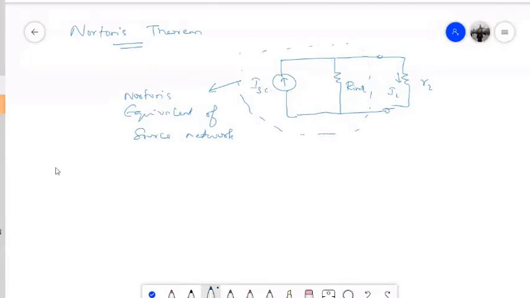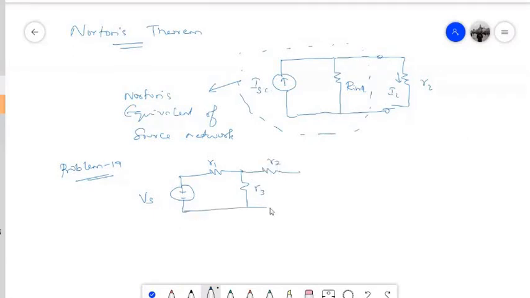Now again, this is problem number 19. Just to help you understand Norton's theorem in a mathematical way, let me say I have a circuit like this: Vs, very similar to what we had previously, R1, R3 and R2, it's the same circuit, and we have RL.